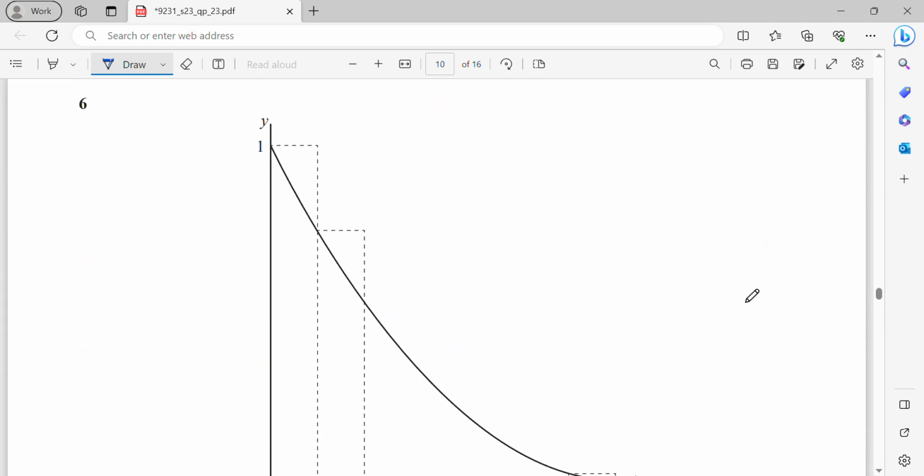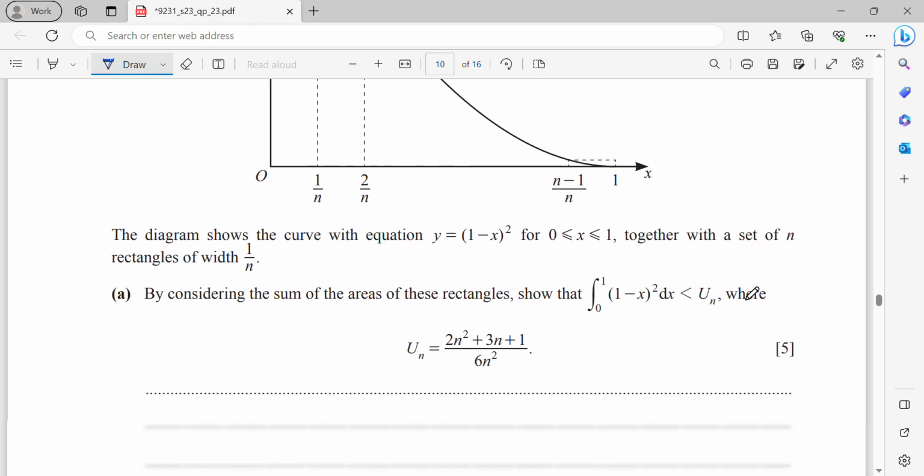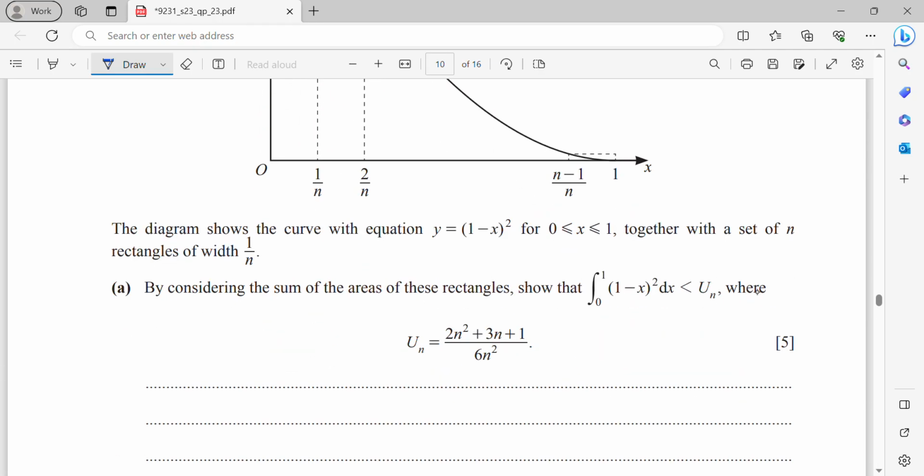Next question is number 6. You are given this diagram. The diagram shows the curve with equation y equals this for x between 0 and 1, together with a set of n rectangles with width 1 over n. That's why here is 1 over n. By considering the sum of areas of these rectangles, show the integration is less than u_n, where u_n is this fraction.